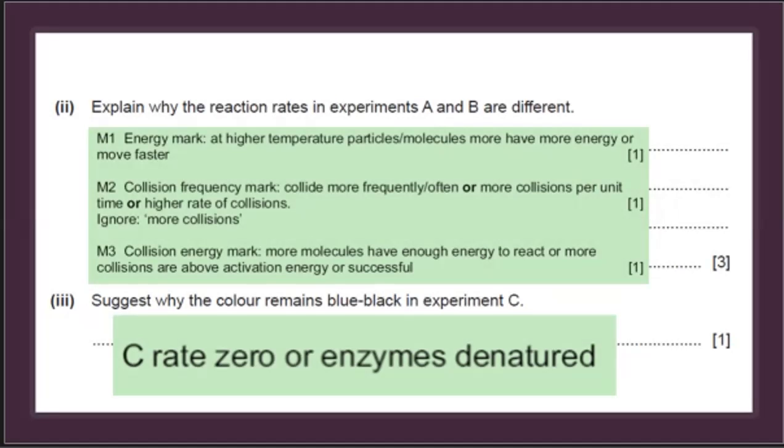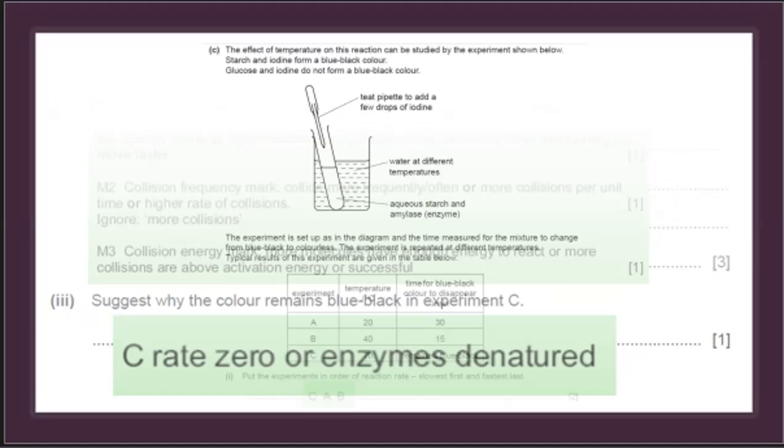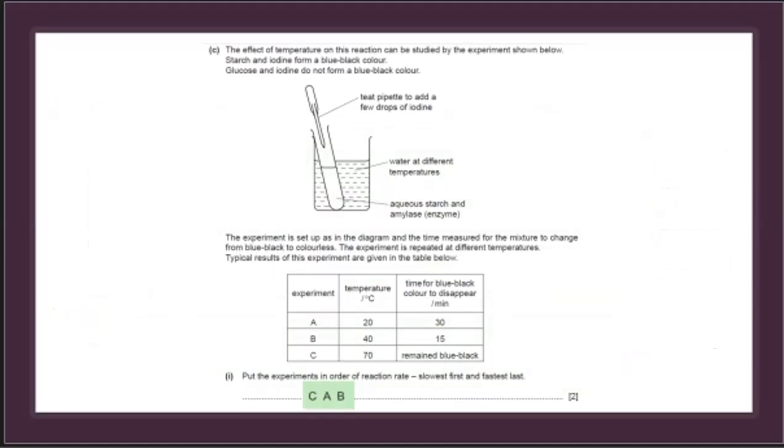All right. So explain why the reaction rates in experiments A and B are different. So let's go back to experiments A and B. A, at 20 degrees Celsius, took 30 minutes, but B, at 40 degrees Celsius, took 15 minutes.